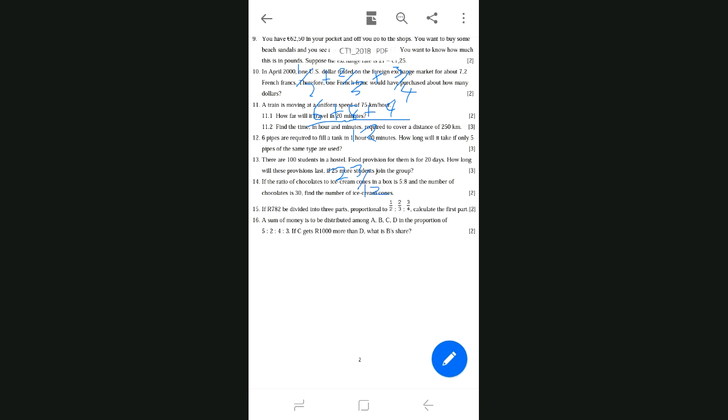So if you want to find the first portion, it will be 1 over 2 divided by 23 over 12 times 782, which you can easily punch on your calculator.